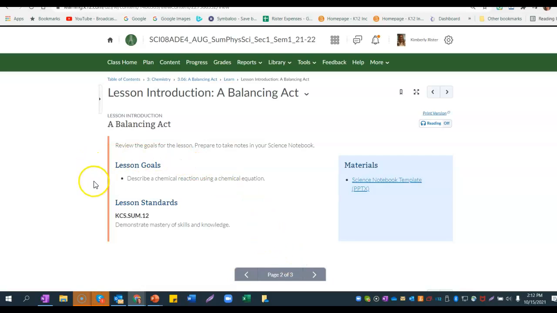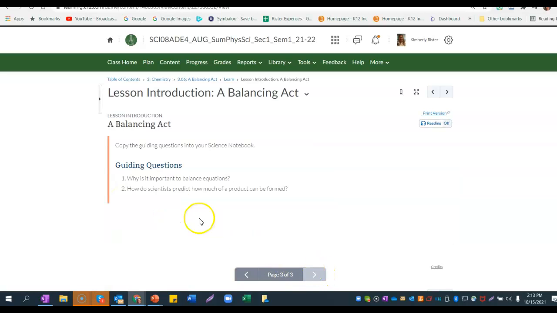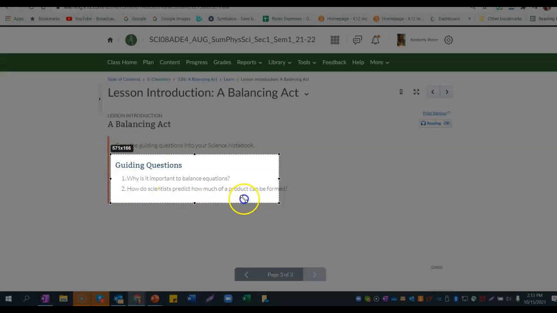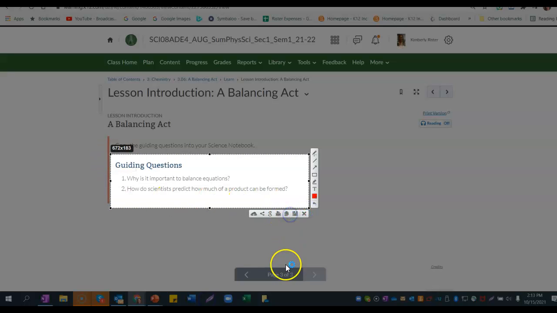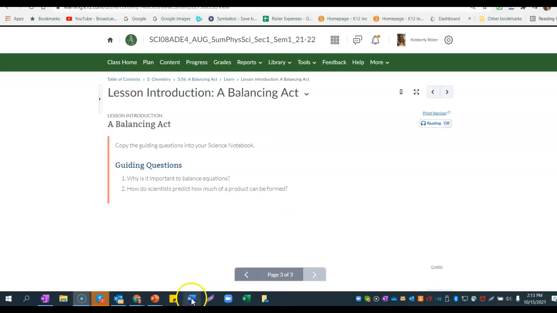So remember, you don't need your lesson goals, and there's no new vocabulary today. So we'll go on and just make sure we only have 2 guiding questions to answer. Why is it important to balance equations, and how do scientists predict how much of a product can be formed? So I'll just take a little screenshot of these. That way we can refer back over to that as we go through the lesson.